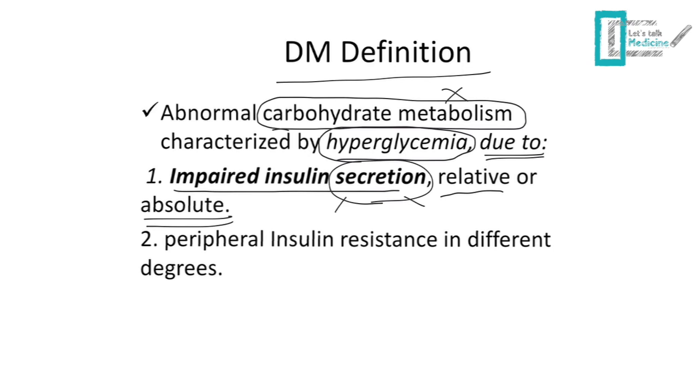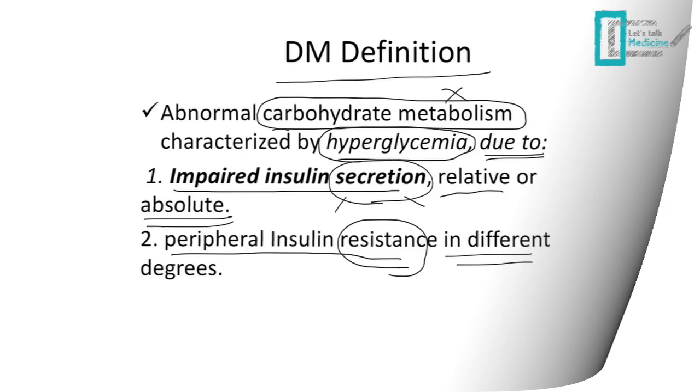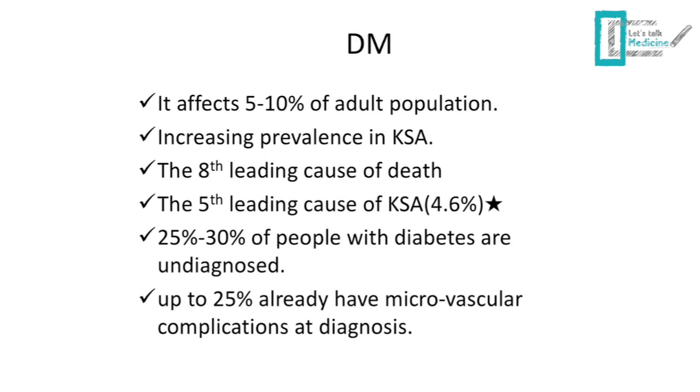The other part of the problem is peripheral insulin resistance. So we have resistance to that insulin if it's there in the body, in different degrees. This can be together or one of them starting the problem. Diabetes mellitus is really a serious problem for all ages and in all countries. It affects about 5 to 10% of the adult population, and it has increasing prevalence in KSA. It has its own severity and complications that can sometimes reach death.